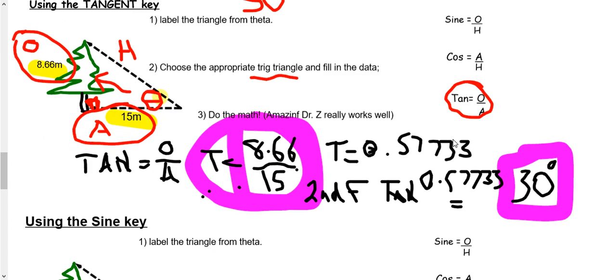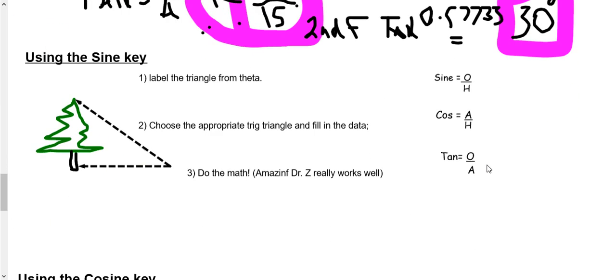Okay, let's look at the next example here. So what's the first thing we do? Let's label. Yes, you're right. So we're going to go from theta, and so this will be opposite. There's my square corner, hypotenuse, and adjacent.